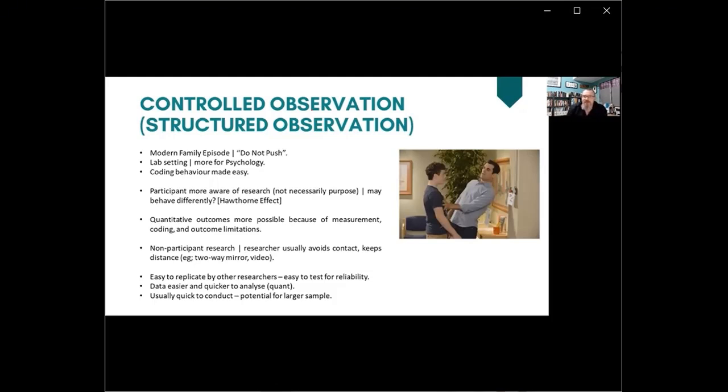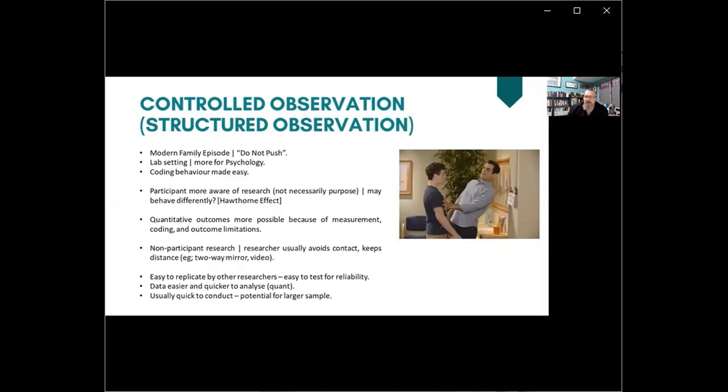Non-participant research, though, it's viewed as non-participant research. The researcher in this case usually avoids contact. They keep distance. So you're watching through a two-way mirror, you're using video, but you're not necessarily engaging with the community that you are researching or the specific sample that you are researching. So that gives a very sterile approach.